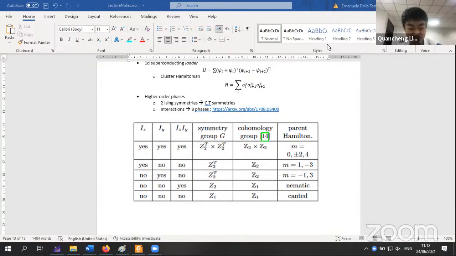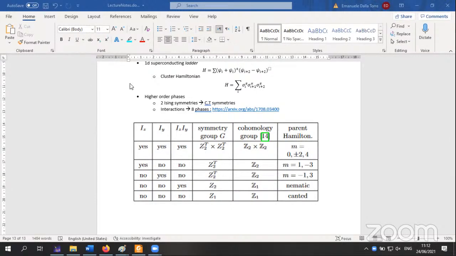Okay, excellent. So this is the table taken from this paper. I told you that there is an Ising symmetry in the z direction and an Ising symmetry in the y direction, and these are time reversal anti-unitary symmetries. If you have both of them, it turns out that there are 4 different topological phases. Or you can break one of the symmetries: if I break the y symmetry, I still have the z symmetry, and this leads to 2 topological phases that break one symmetry but preserve the other.